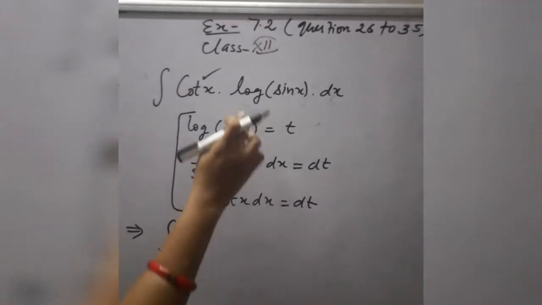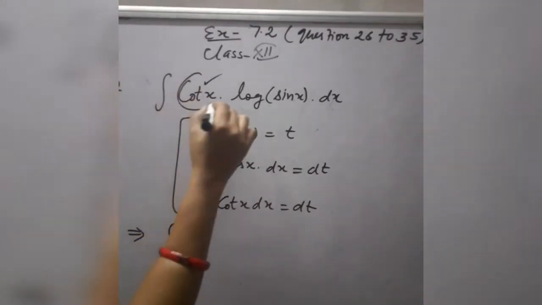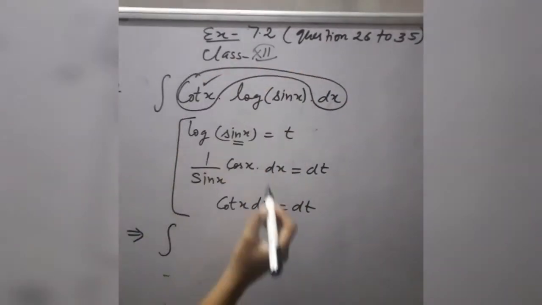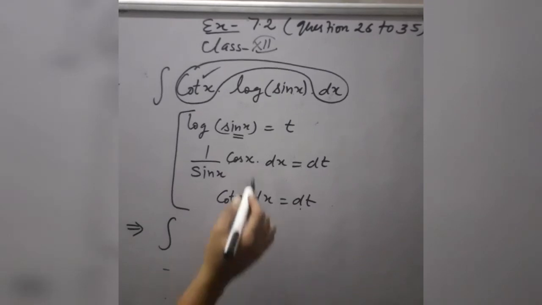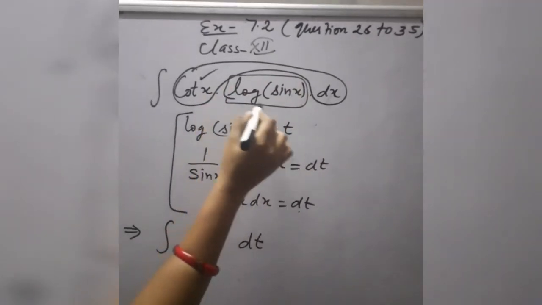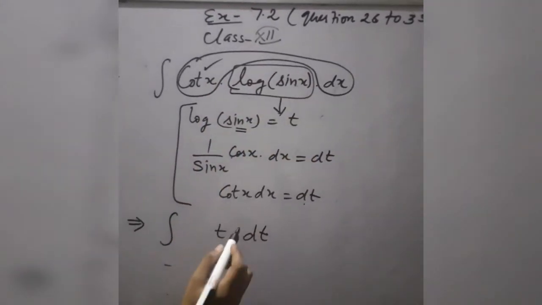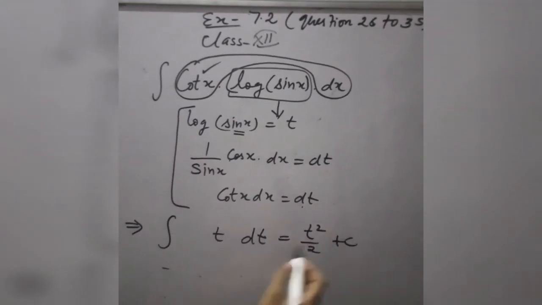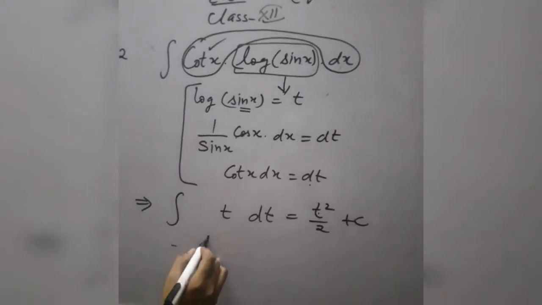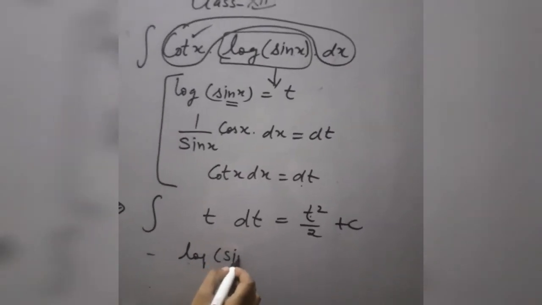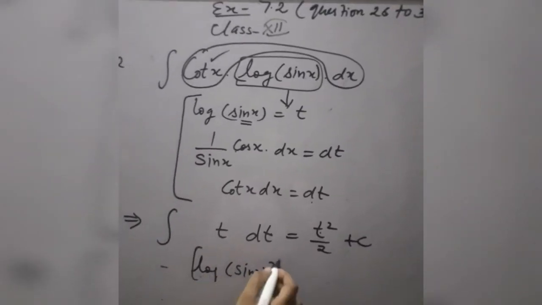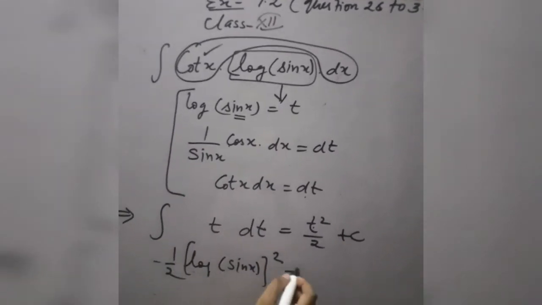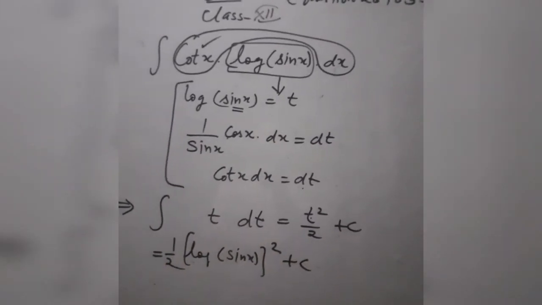Using these two results in the statement, cot x into dx is equal to dt, and log sin x is equal to t. Write down here t. Now the integration is t square by 2 plus c, in place of t write down (log of sin x) whole square divided by 2 plus integration constant c. So this is question number 29.